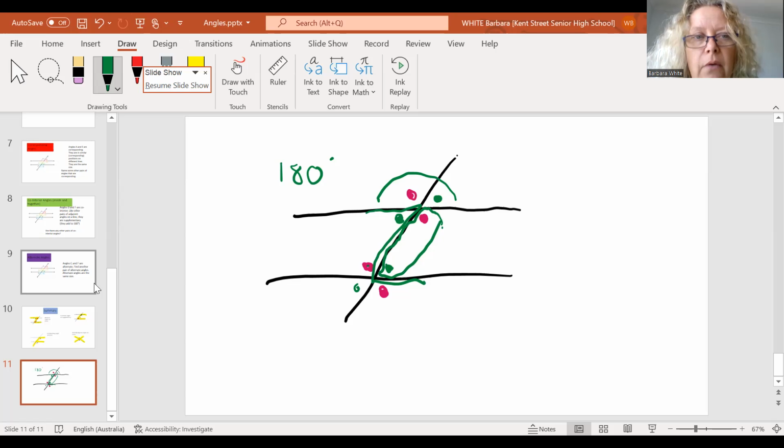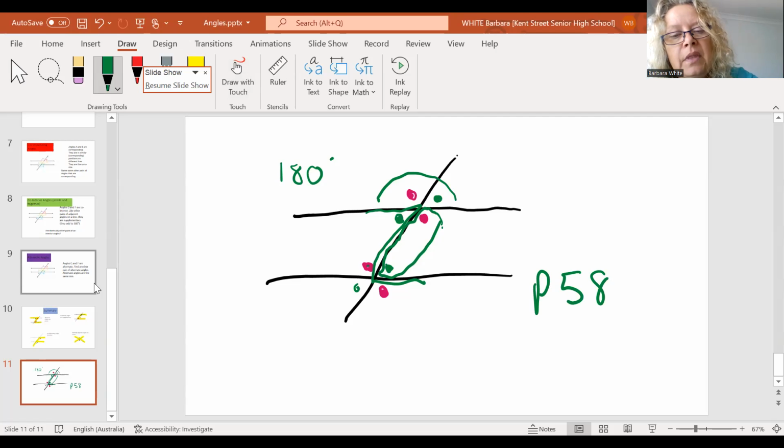So once you've got your head around that, I'm going to get you to go into your textbook. We're starting at page 58, where there's some information that you can read through if you're not sure, to make sure you completely understand this. Then you can go on to page 60. I'll write that down here for you, page 60.